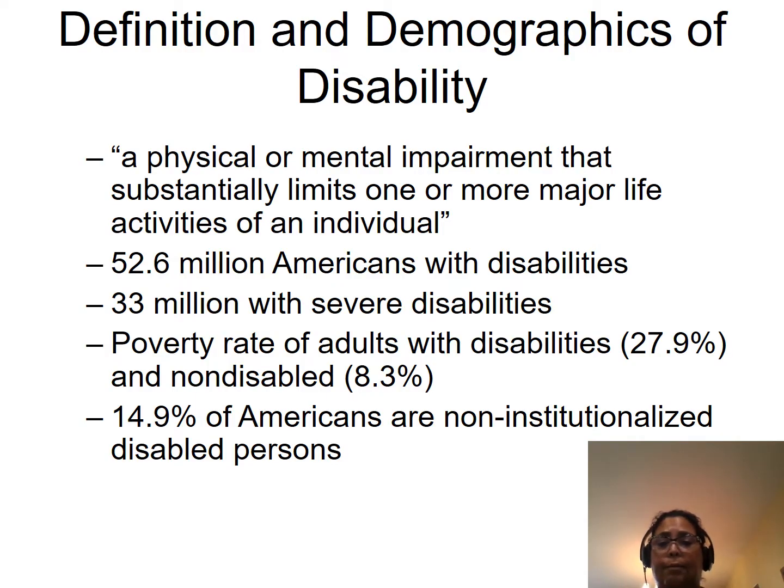Your text defines disability in the following way: a physical or mental impairment that limits the individual in one or more areas of life. Now, what your book also notes is the high rate of individuals with disabilities who are empowered. And you can see it's pretty substantial to have that number in a population.